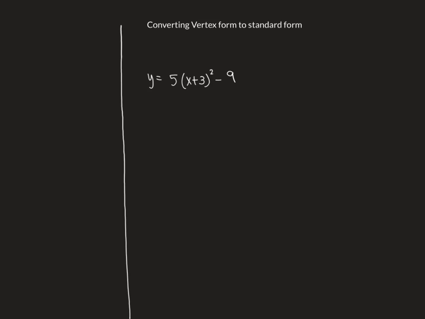In this video, I'll show you how to convert vertex form to standard form, and I'll be talking about parabolas. So, vertex form, the formula for vertex form is y is equal to a times (x minus h) squared plus k. So this would be vertex form.